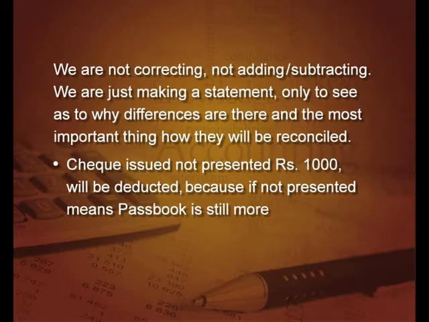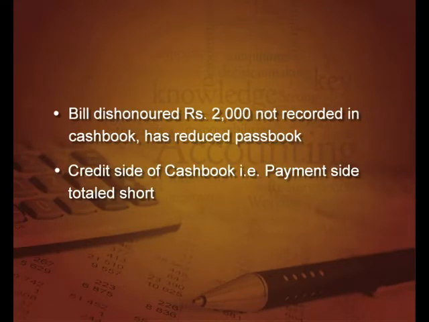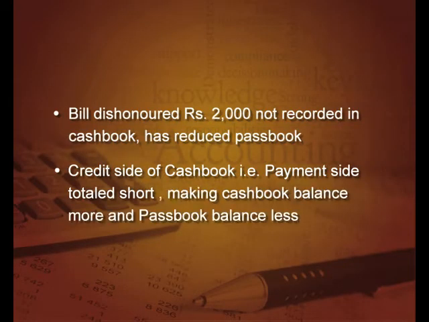It will be deducted because if not presented means passbook is still more. So, now we have to deduct. Now, the next one is point number 5, bill dishonored 2000, which is not recorded in the cash book. It has reduced the passbook. So, now add it. Coming to point number 6, credit side of cash book, that is payment side totaled short. When the payment side is totaled short, it makes the cash book balance more. Payment is less means balance is more.